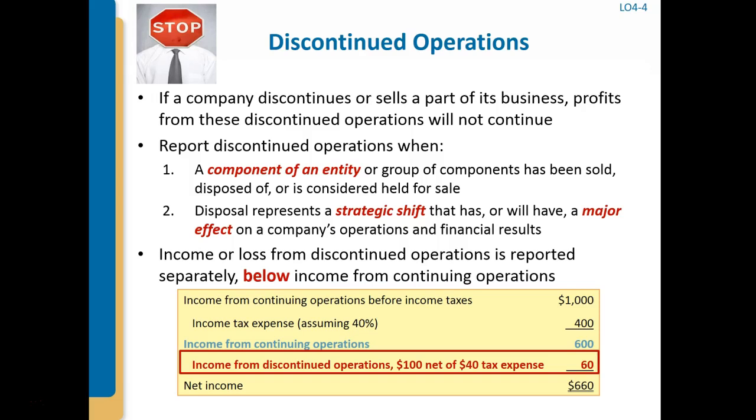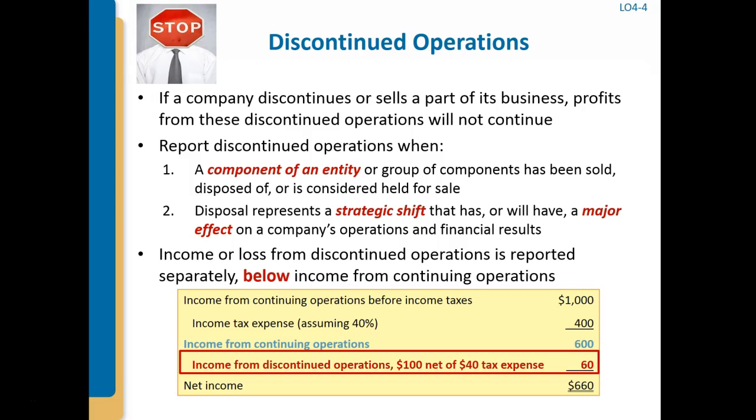The objective of this format is to inform financial statement users of which components of net income are going to continue. So we do this by separately reporting income from continuing operations of $600 and then income from discontinued operations of $60. All else being the same, investors should not expect next year's net income to be $660 because only $600 of profits from this year are part of continuing operations.